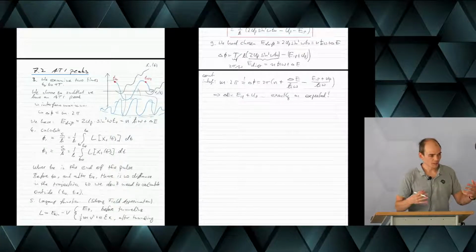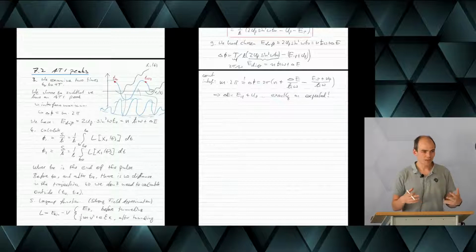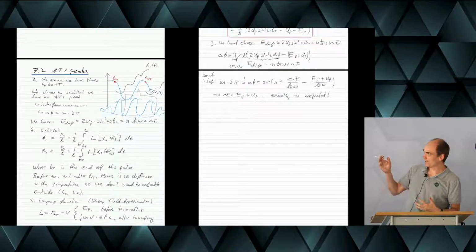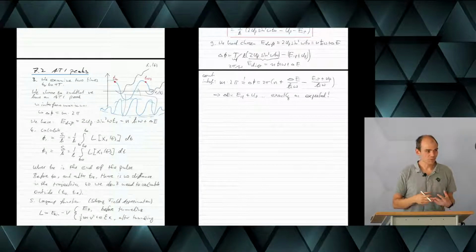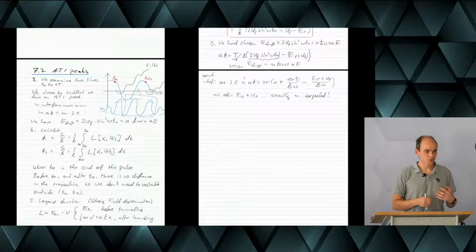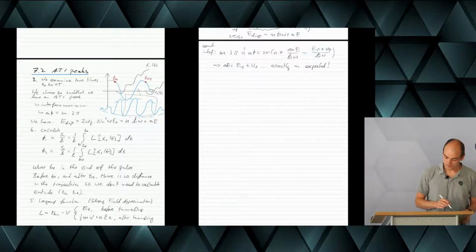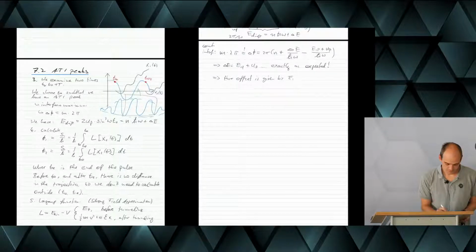So this means we have now successfully brought together the two pictures that we have of strong field ionization, and this shows that our semi-classical model can really describe these dynamics and correctly produce the position of the ATI peaks. The offset is given by Up as predicted.